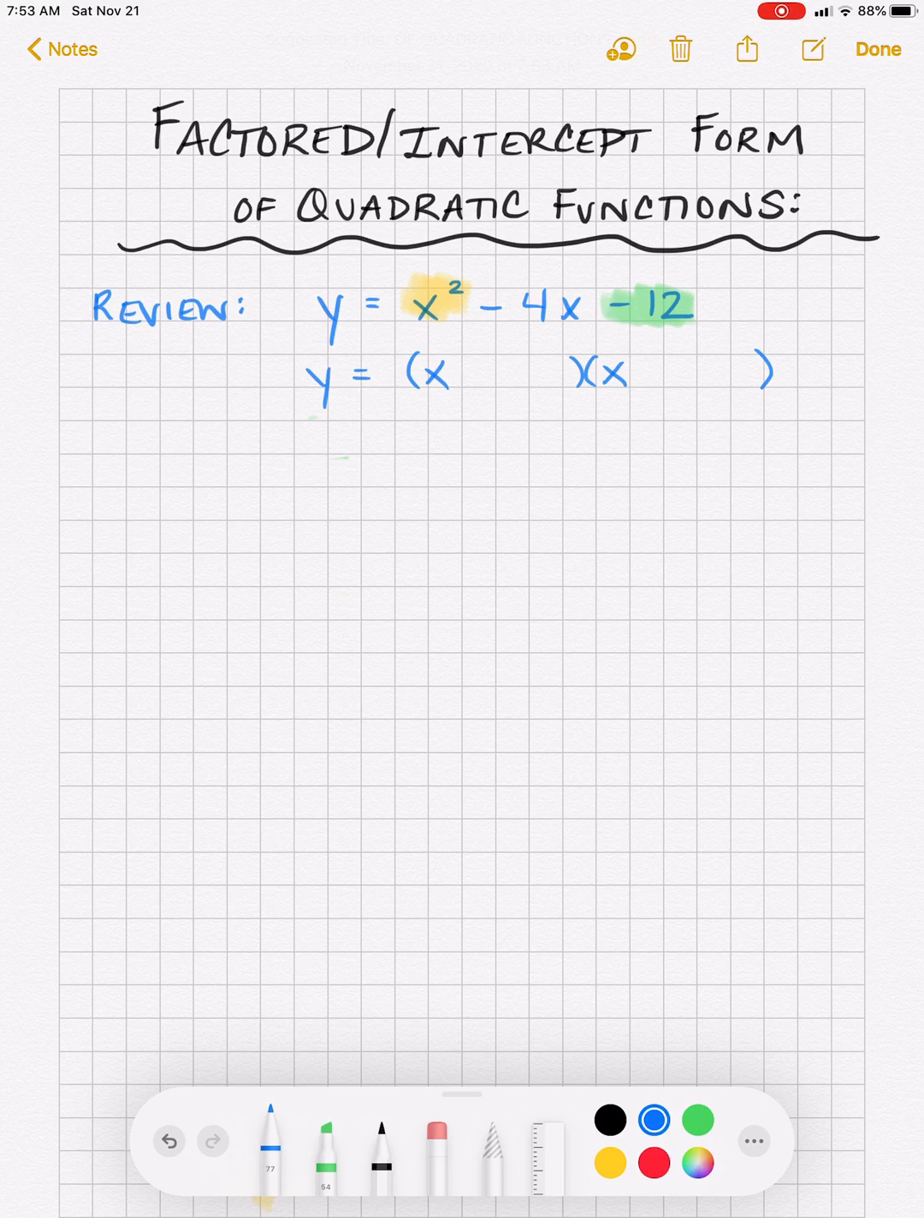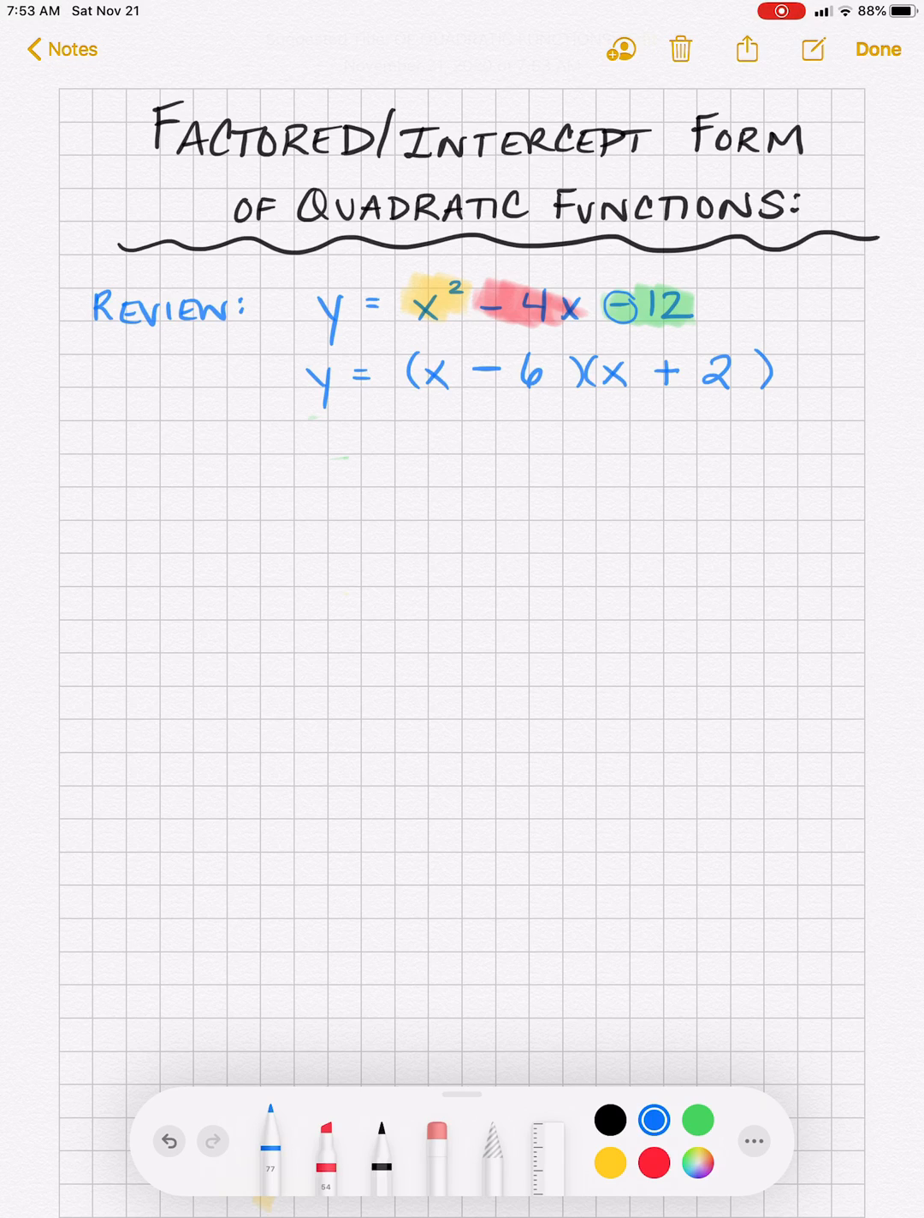I want to think about what multiplies to make negative 12, but adds and subtracts to make this middle term right here, negative 4x. And so I'm going to use 6 and 2, because 6 and 2 will multiply to make 12, but if we make this negative 6 plus 2, then when we combine like terms, when we double distribute, it will make this middle term of negative 4x, okay? And then we can also double check and see that a negative 6 and a positive 2 will in fact make a negative 12.